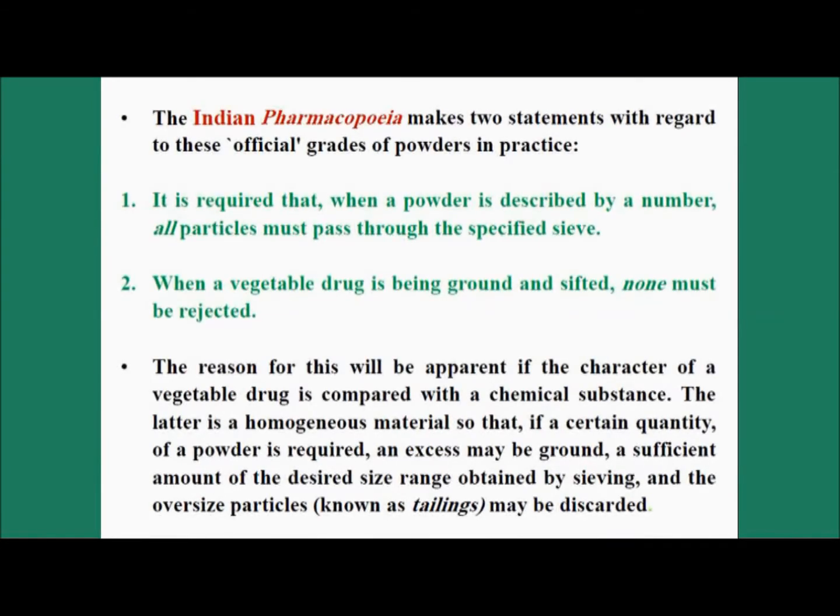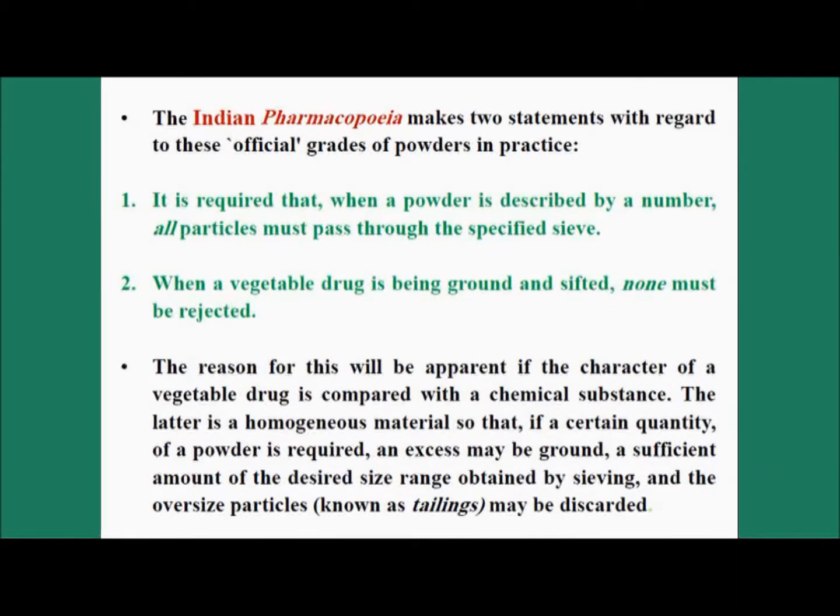Now the Indian Pharmacopoeia makes 2 statements regarding the official grade of the powder. The first statement is that when a powder is described by a number, suppose powder number 10, it means all the particles must pass through the specific sieve, that is sieve number 10. But in case of vegetable drugs, it is not considered the same. When a vegetable drug is ground and sifted, none must be rejected.